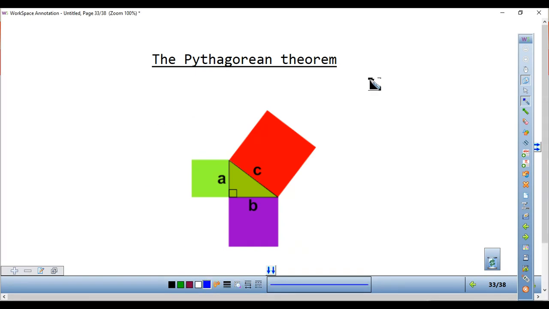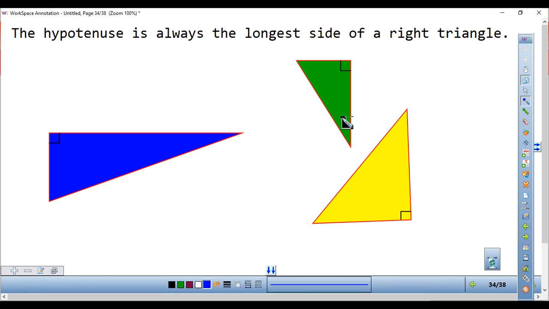So you've learned a little bit about Pythagoras. Let's take a look at his famous Pythagorean theorem. First of all, the Pythagorean theorem is always applied to a right triangle. And we have some new names for parts of the right triangle. The hypotenuse is always the longest side of a right triangle.